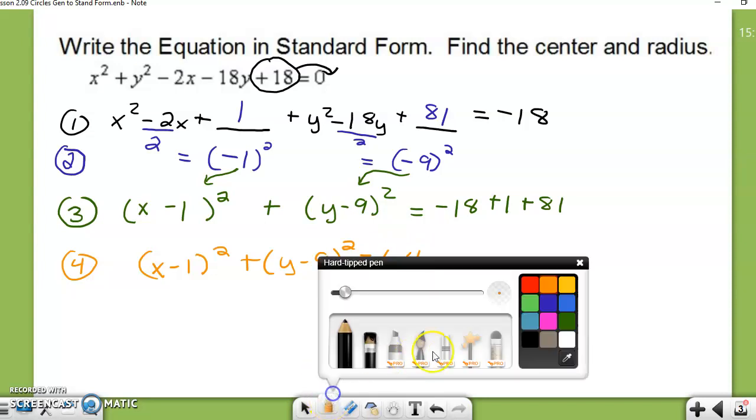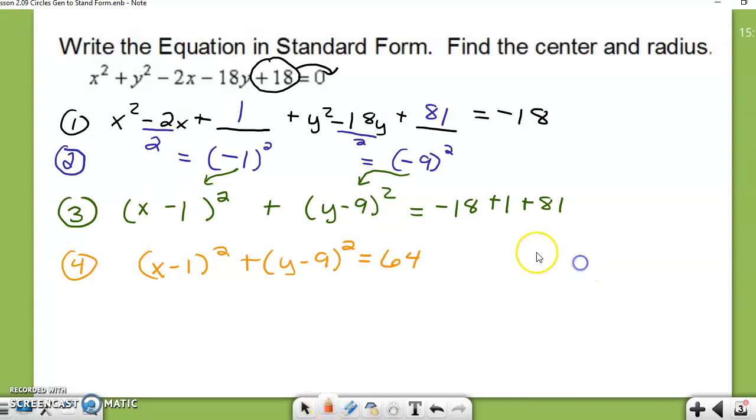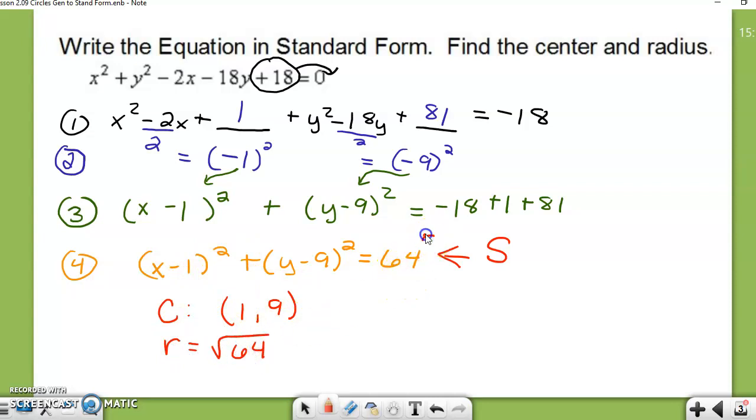Now it's super easy. I've converted to standard form, capital S for standard, and I know my center is my 1 and my 9. Remember, the minuses are with the equation. And then my radius is going to equal the square root of 64, because this is my r squared value. There you go.